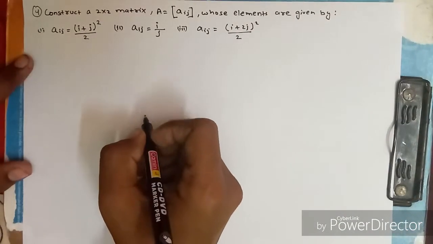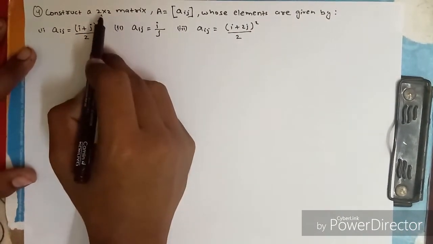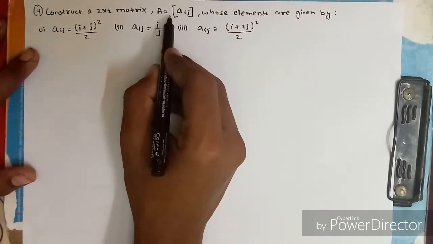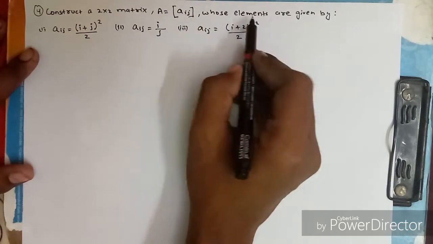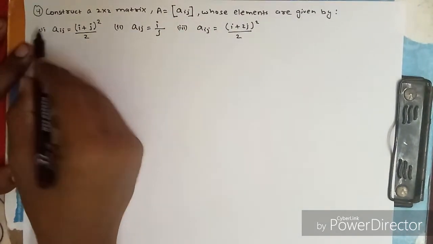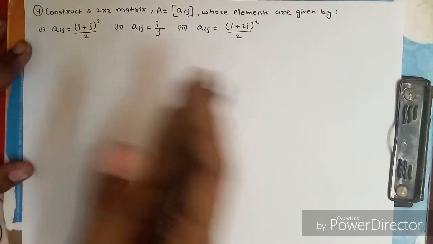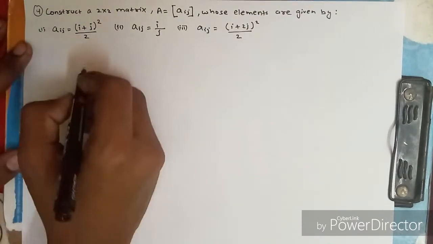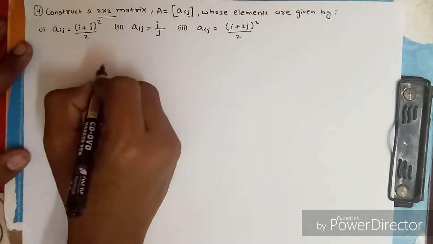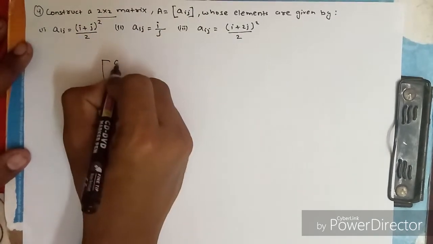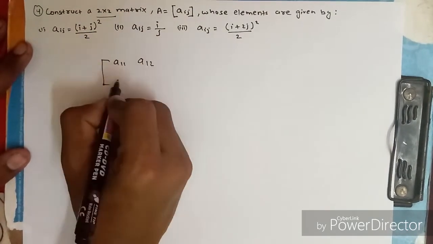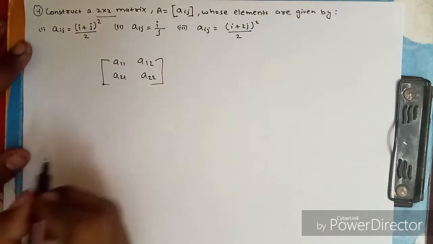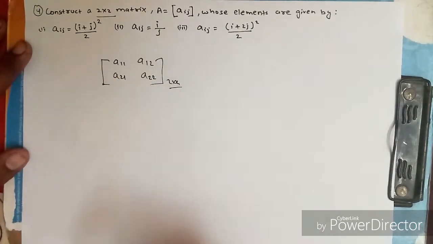The next problem says construct a 2 cross 2 matrix A equals Aij, whose elements are given by number 1, number 2 and number 3. We have to find it separately, so let us try number 1. It's very easy. Let us write a 2 cross 2 matrix. How can a matrix be represented? A11, A12, A21, A22. This is how we represent a 2 cross 2 matrix.